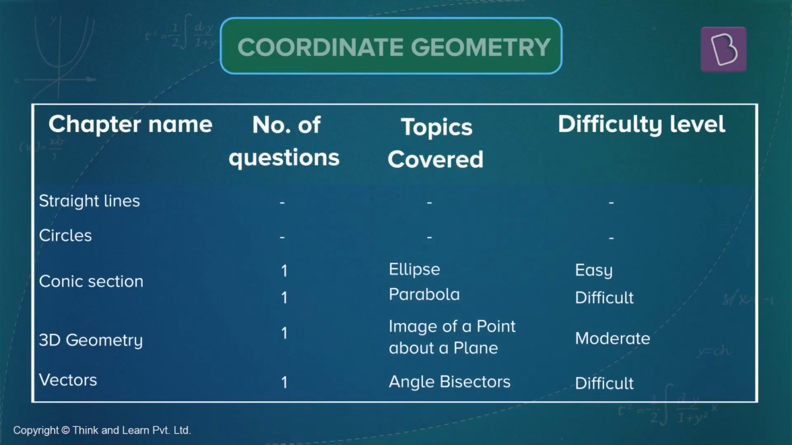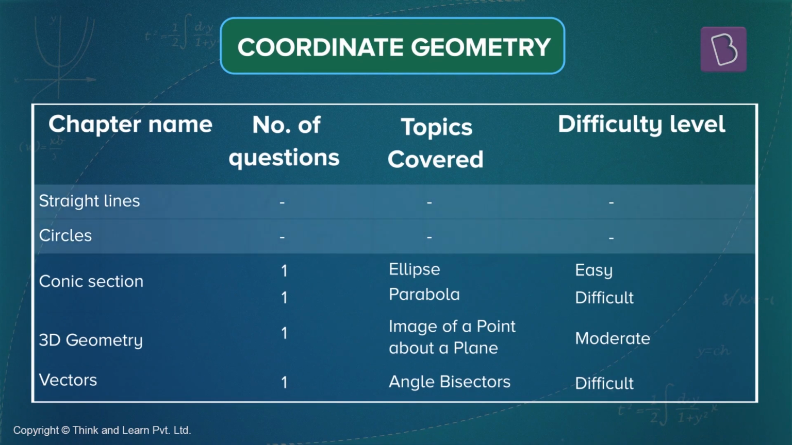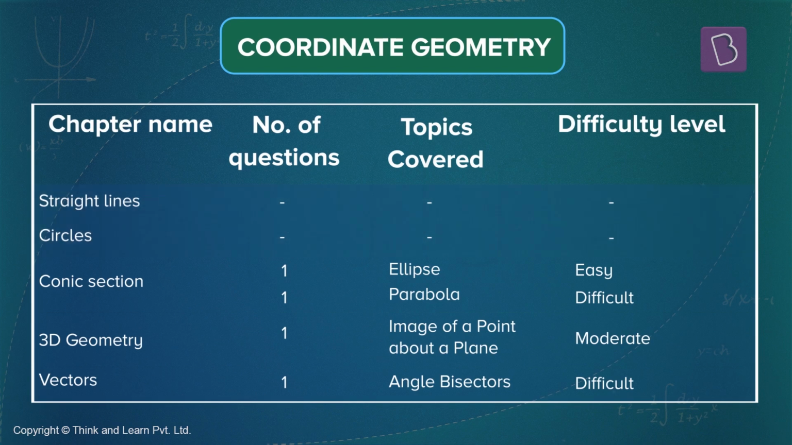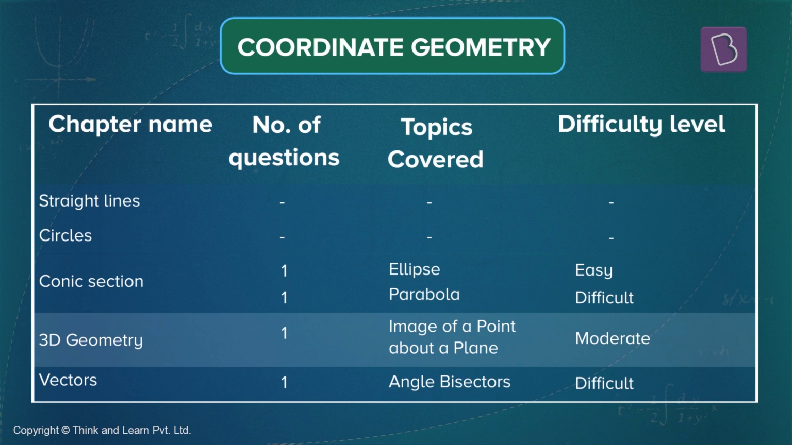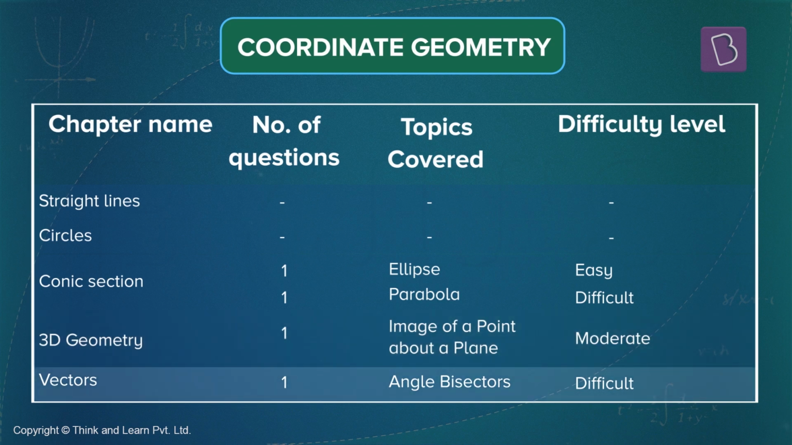Next, we have the section of coordinate geometry. Absolutely no direct question from straight lines and circles in the paper this time. But yes, there were 2 questions from conic section, one from ellipse, other from parabola, completely based on basic standard results. Next, we had 3D geometry, one question based upon the image of a point about a plane. And lastly, we had a bit difficult question from vectors based upon angle bisectors.